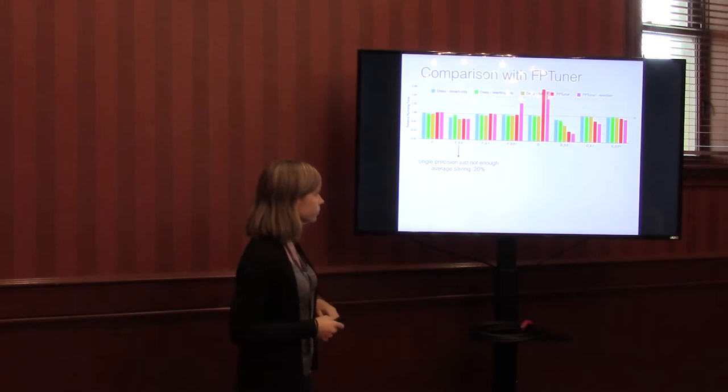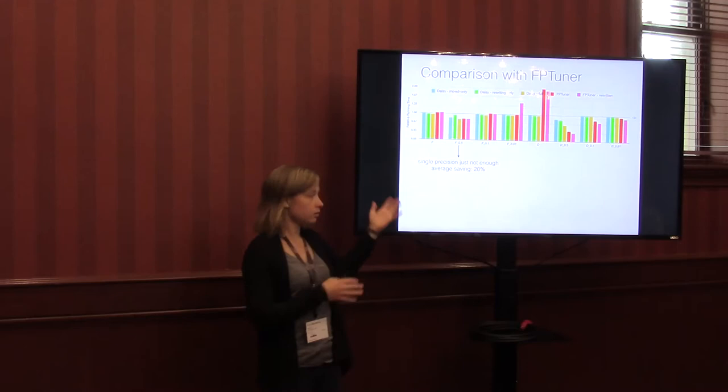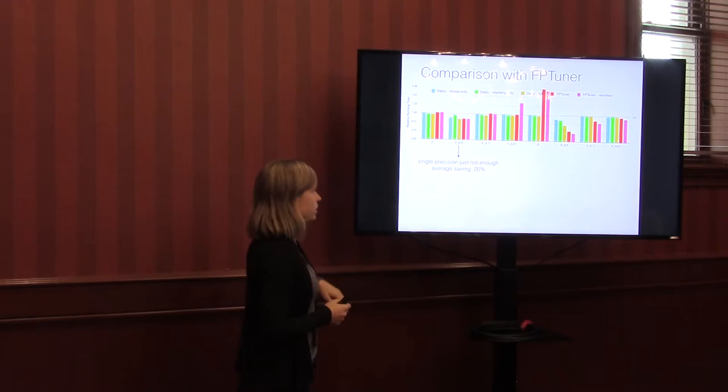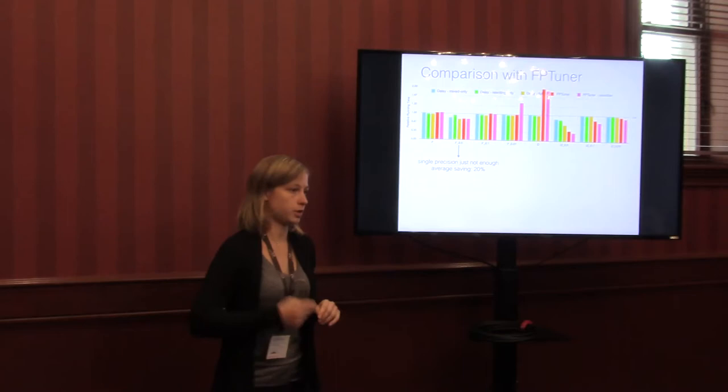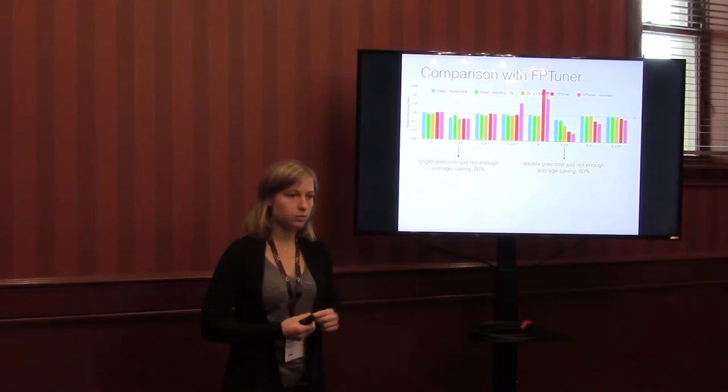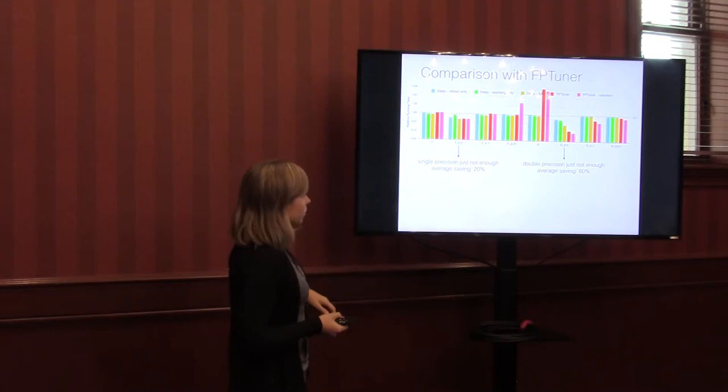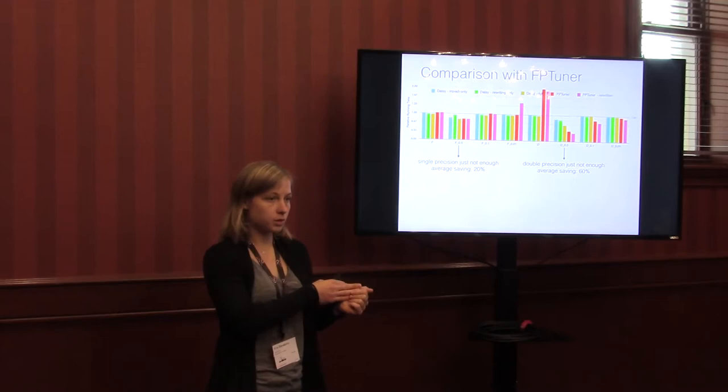Overall, we can see that if we're in the case where one precision is just not enough, then we can already get significant performance improvements. In the case where we're choosing between single and double precision, we get average savings of 20% with respect to a uniform double precision. In the case where double precision is just not enough, our savings are bigger because of the software implementation. In general, we observe that rewriting and mixed precision tuning helps, so both of them together are better than just doing one of them, and this also holds for FPTuner.